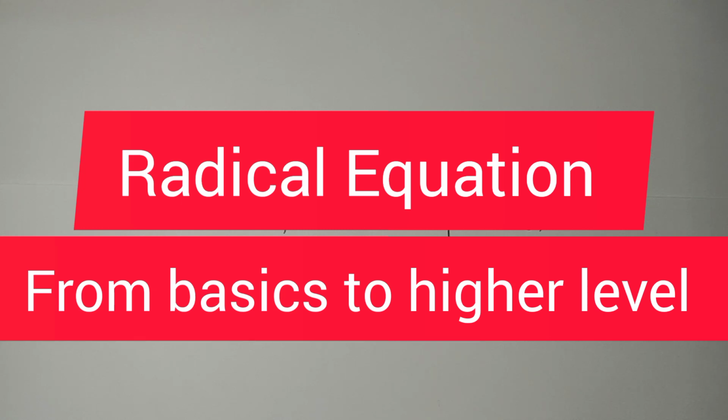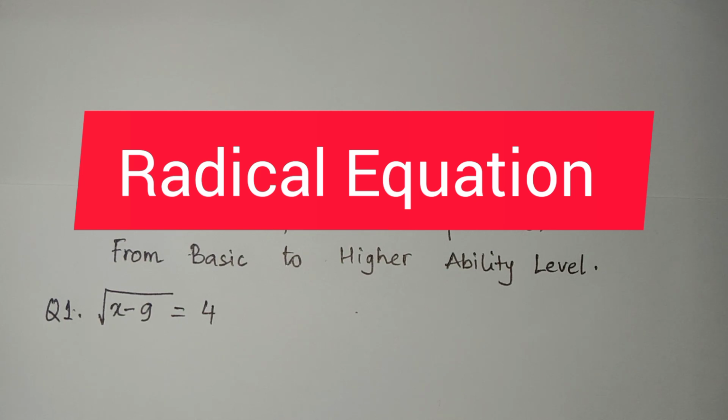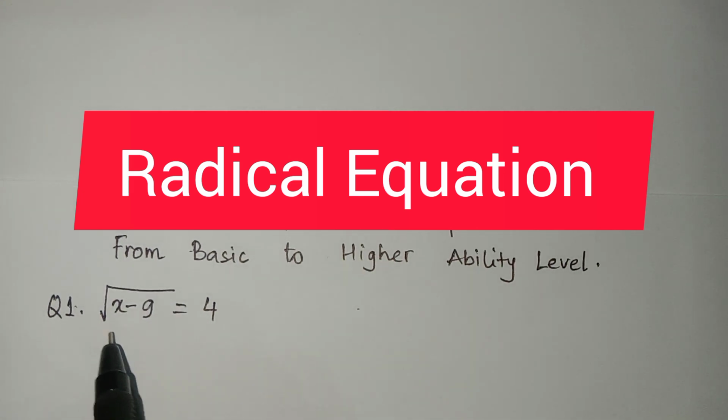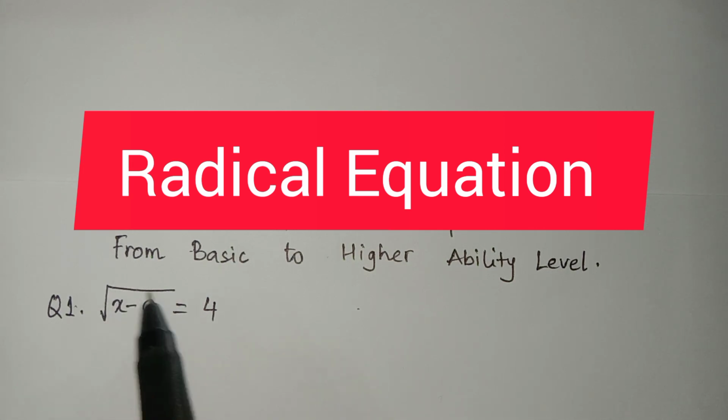We are going to start from the basics. Our first question is the square root of x minus 9 is equal to 4. In this form, this root has the order 2. No number is mentioned here, so it has the order 2. In order to get rid of this root, we have to raise this part to the power 2.